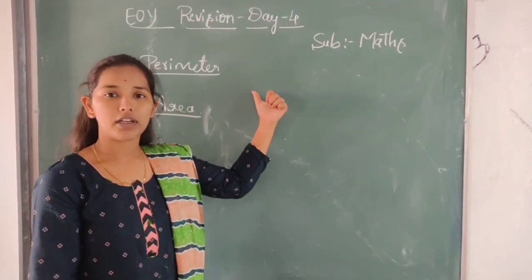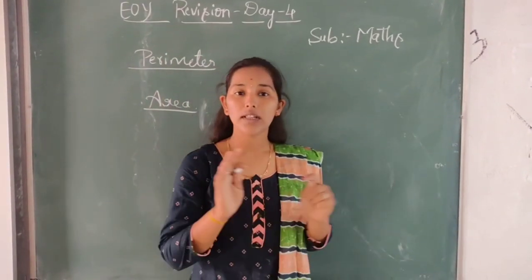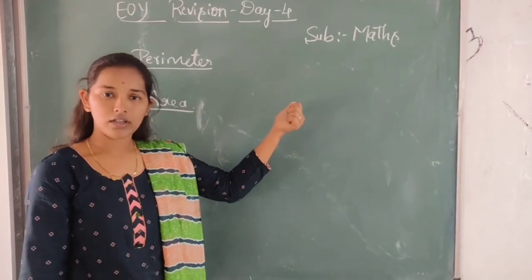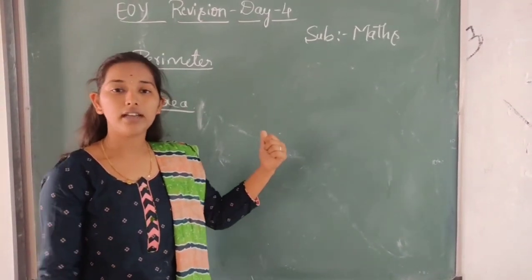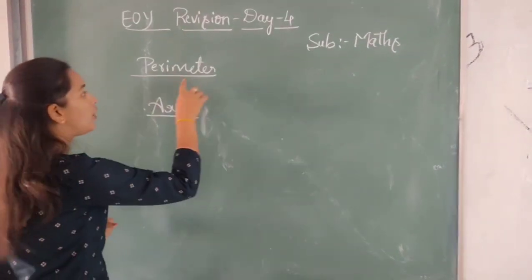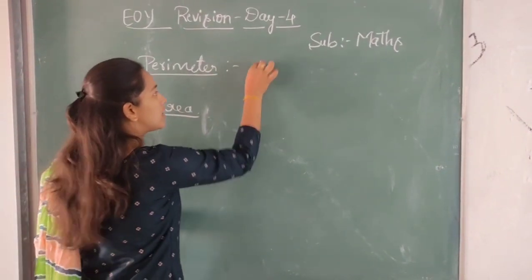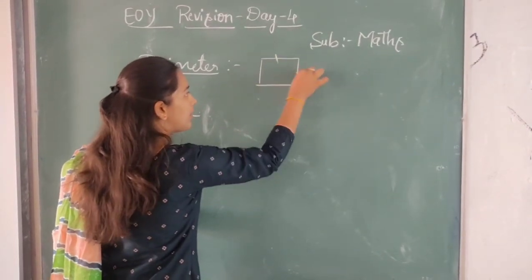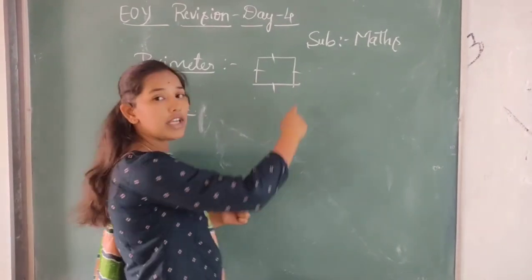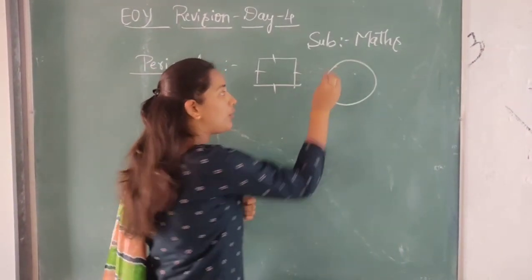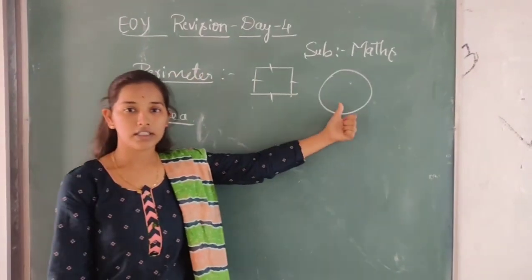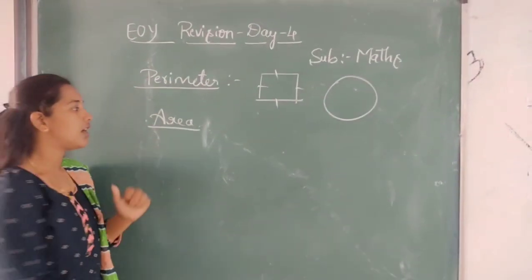So what do you mean by perimeter? Perimeter means the sum of all the sides of the given polygon. When they give a polygon, we take the sum of all the sides. If it is not a polygon, then the boundary of that figure we call the perimeter of the given problem.